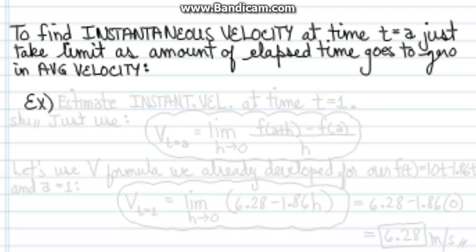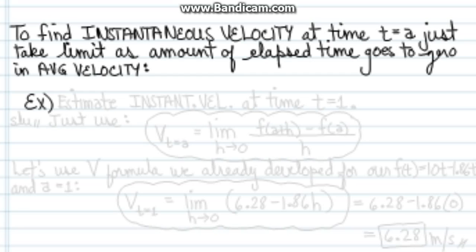All right, we're almost there. To find the instantaneous velocity at time t equals a seconds, we're going to just take the limit as the amount of the elapsed time goes to zero in the average velocity. And that makes sense. If we want the velocity at a precise moment of time, then we have to have the difference between the initial velocity and the final velocity just disappear, go to zero.